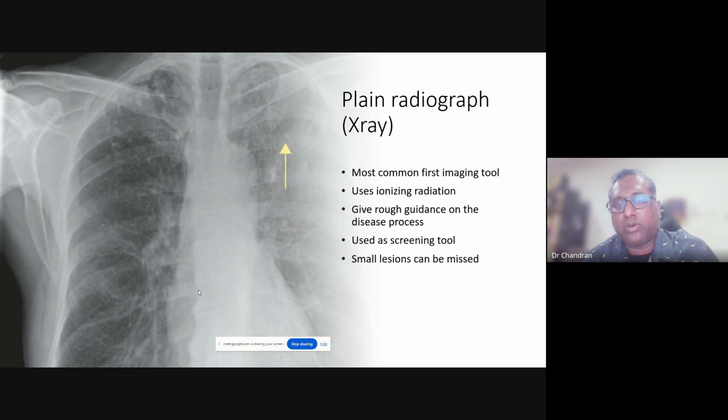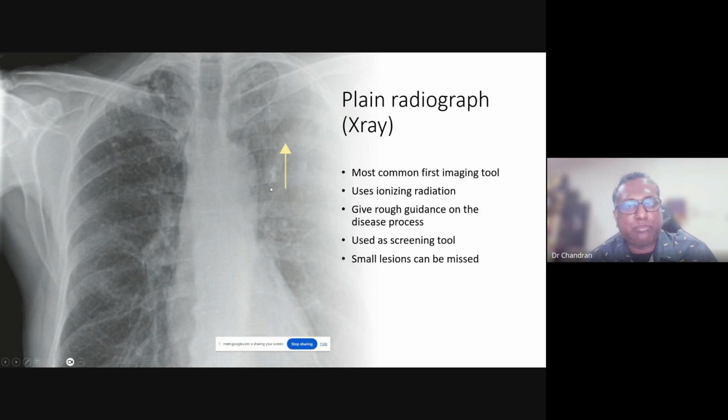But the plain radiograph is one of the lowest in ionizing radiation. Therefore, we can use it in the general public as a screening tool. It gives us a rough idea of what's going on. The issue with the plain radiograph is that it can miss small lesions. I hope everyone can see my arrow here. This is a plain radiograph. So we always compare right and left.